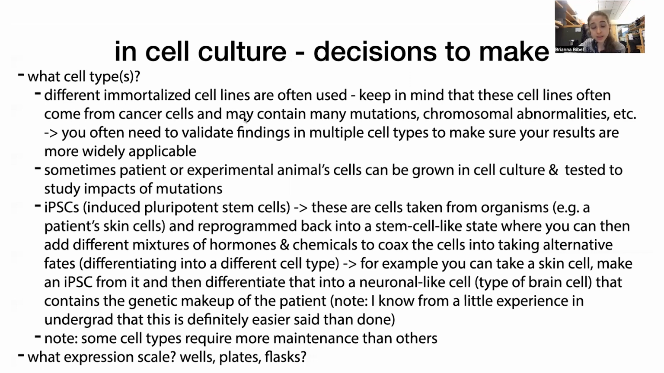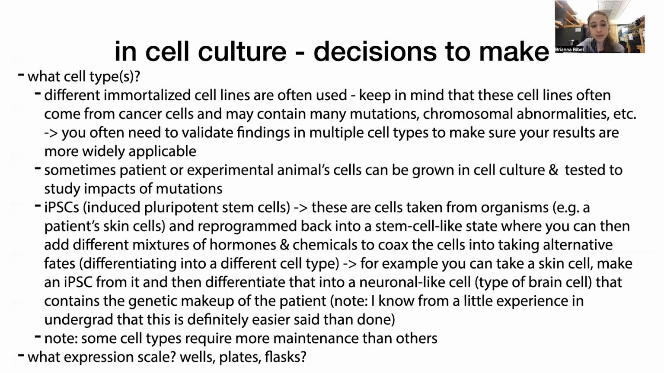You often need to validate the findings in multiple cell types or cell lines to make sure that your results are more widely applicable. So sometimes you can actually get a patient or experimental animal cells and grow them in cell culture and test them to study the impact of mutations on the genetic background of the patient or of the animal.